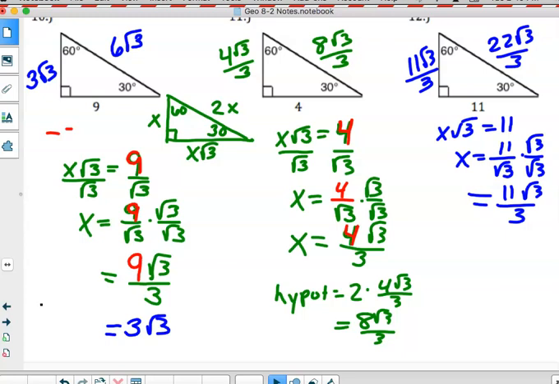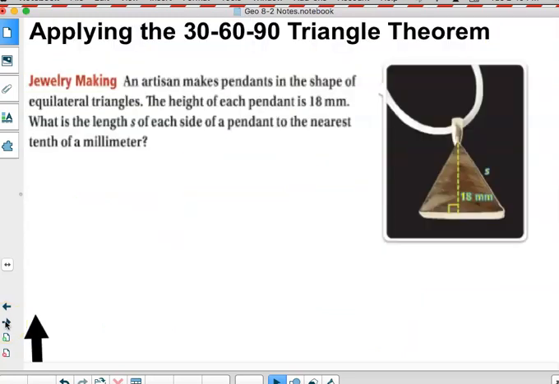Because they will be able to clear up any issues you may have. Now, applying the 30-60-90 triangle. Jewelry making: an artisan makes pendants in the shape of equilateral triangles. The height of each pendant is 18 millimeters.